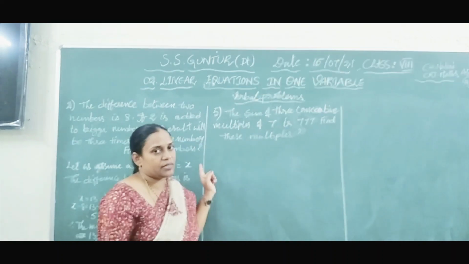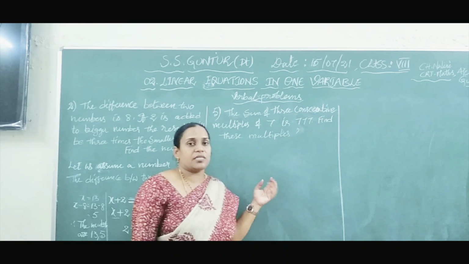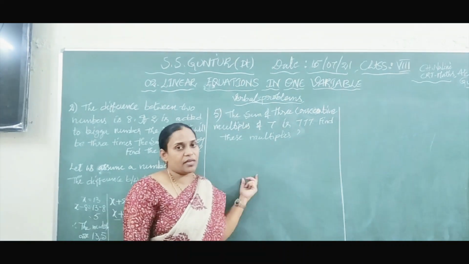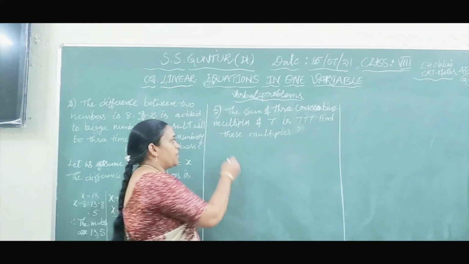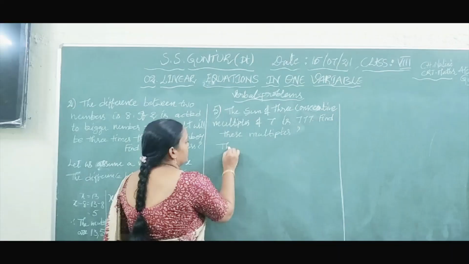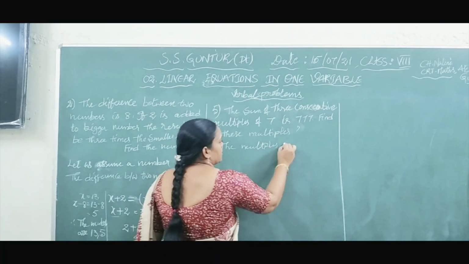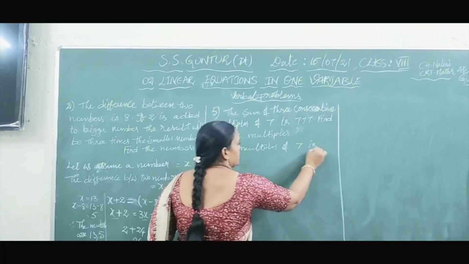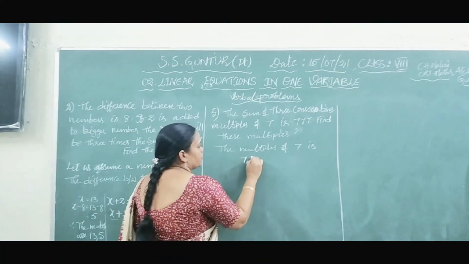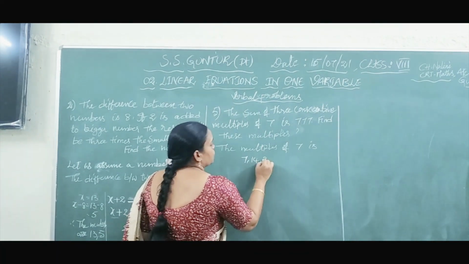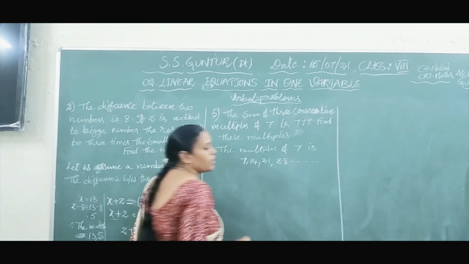What are multiples of 7? Everybody knows the multiples are the table's answers. The 7th table answers are the multiples. Okay. Now you have to write the multiples. The multiples of 7 are the 7th table answers: 7, 14, 21, 28, and so on.